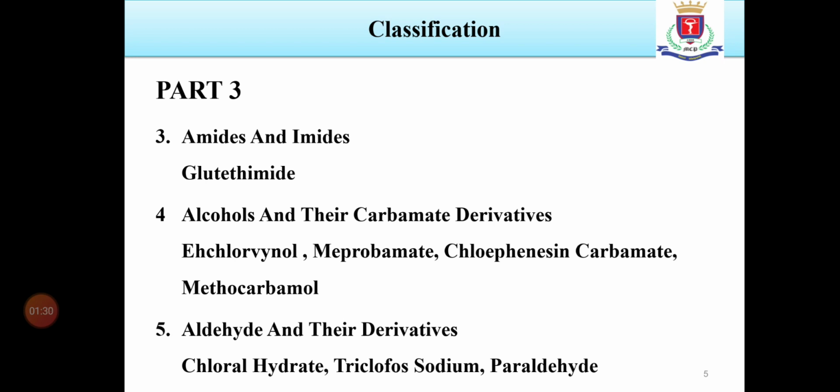The next class is alcohols and their carbamate derivatives. The drugs that come under this class are ethchlorvynol, meprobamate, chlorphenesin carbamate, and methocarbamol. And the last class of sedative and hypnotics is aldehydes and their derivatives, which includes the drugs chloral hydrate, triclofos sodium, and paraldehyde.